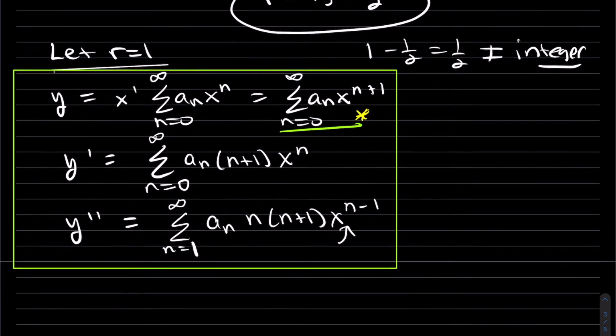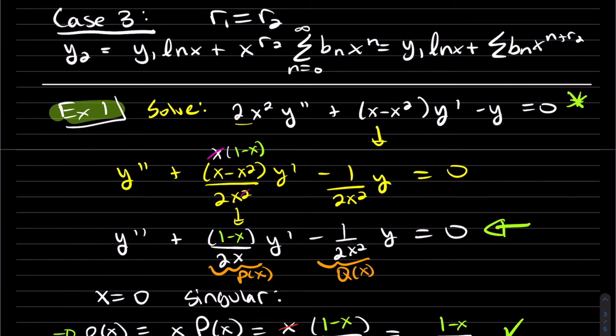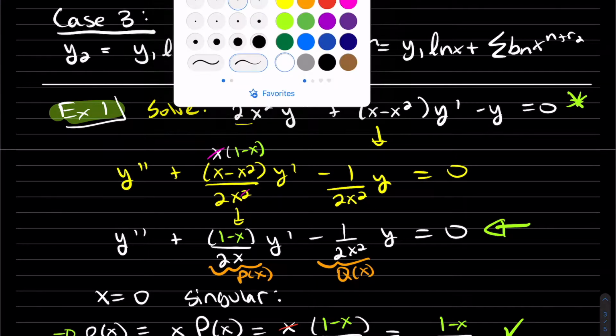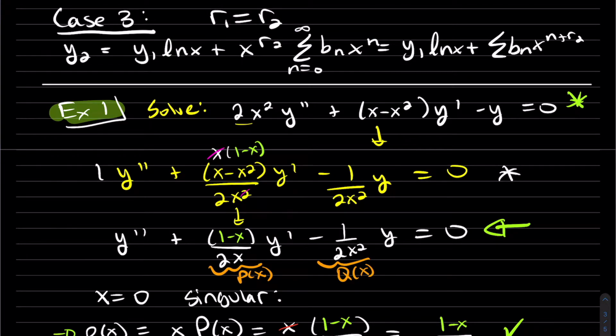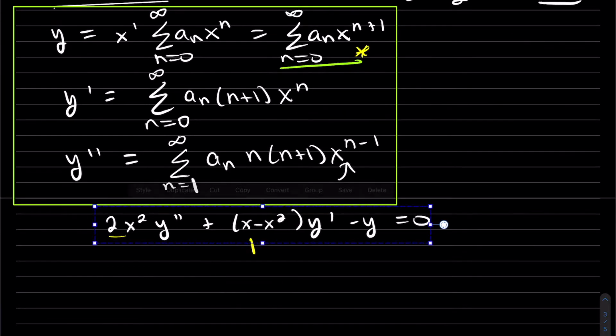Okay, so now we're ready to plug this into the DE. And instead of plugging it into here, leading coefficient of 1, and plugging it in with fractions, it's going to be much easier to plug it into here. So let's do that. I'll copy this. And let's go ahead and replace y double prime and y prime and y into this equation.